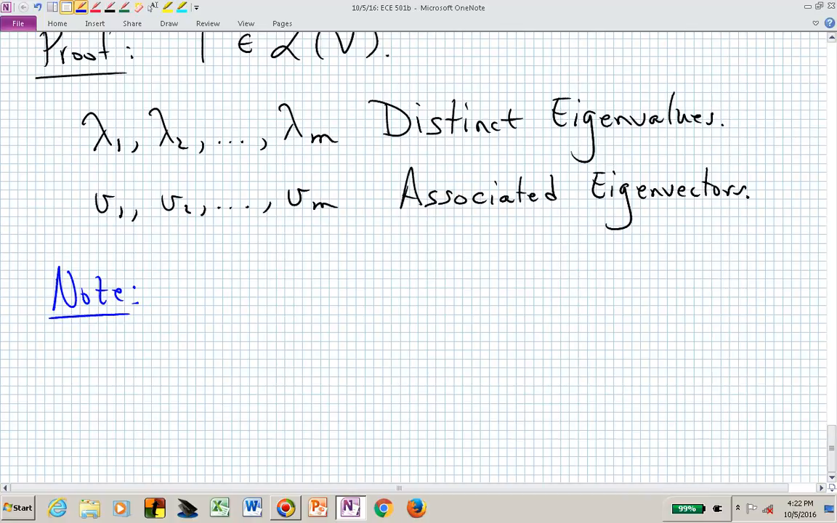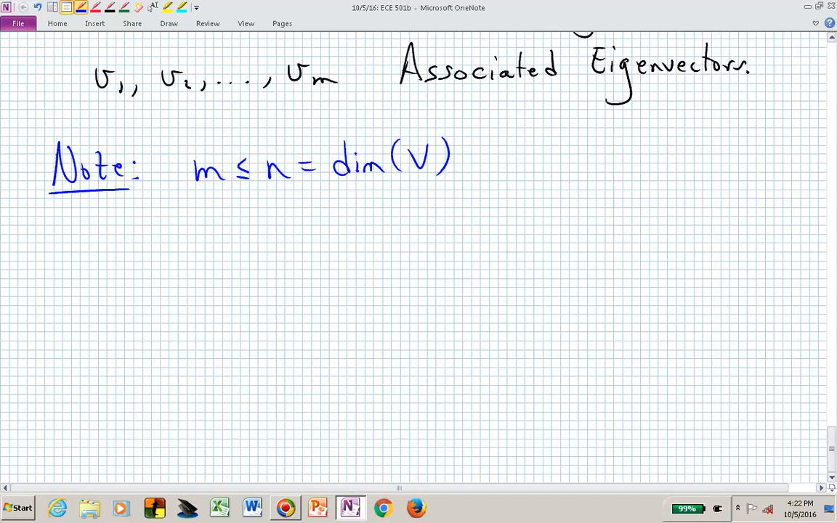That's what I'm indicating here. m is less than or equal to n, where n is the dimension of our vector space. Let's now prove this, that those m eigenvectors associated with the m distinct eigenvalues are linearly independent. And let's do that by contradiction.